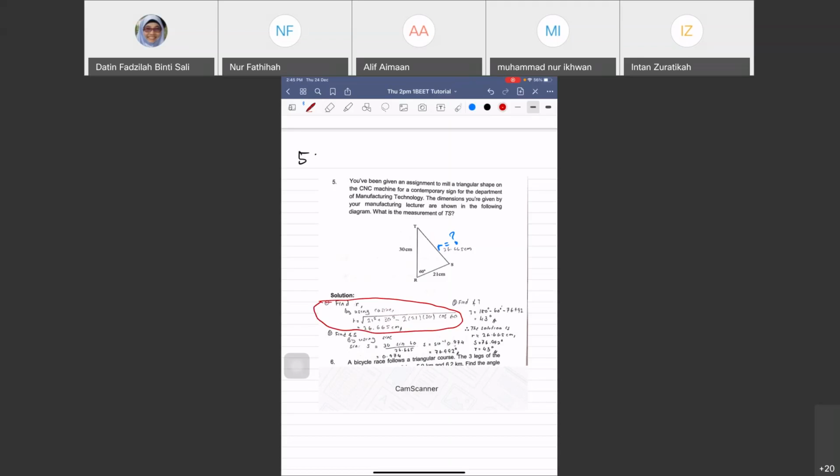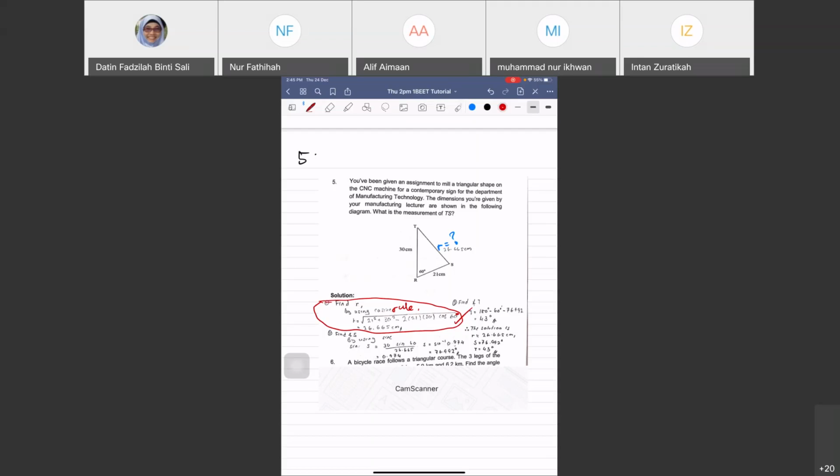Looking at here, basically again using the cosine rule. Then you have r equals the square root of 21 squared plus 30 squared minus 2 times 21 times 30 times cosine 60 degrees.